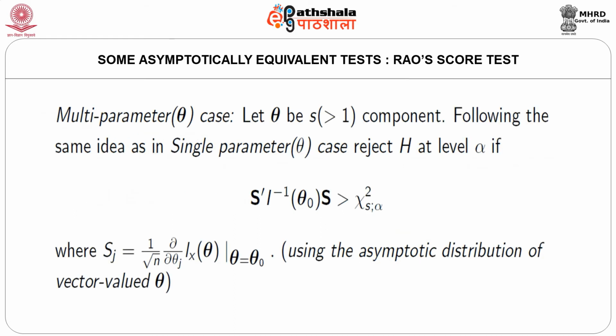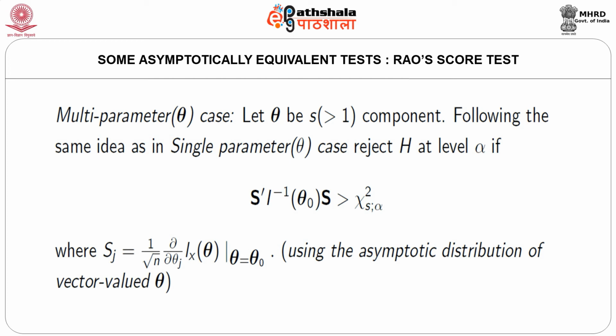Now we will consider Rao's score test under the multiparameter case. Let θ be an S component vector where S is greater than 1. Following the same idea as in the single parameter case above, here also we reject the null hypothesis H at level α if the vector S' times the matrix I inverse of θ0 times again the vector S, this quadratic form, is greater than χ²(S, α), where χ²(S, α) is already mentioned.